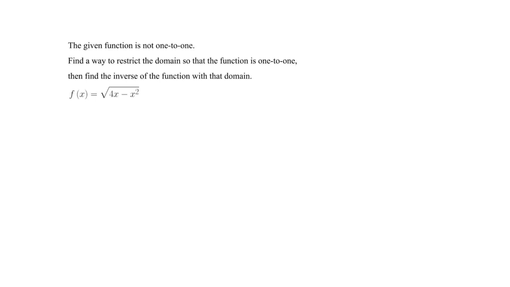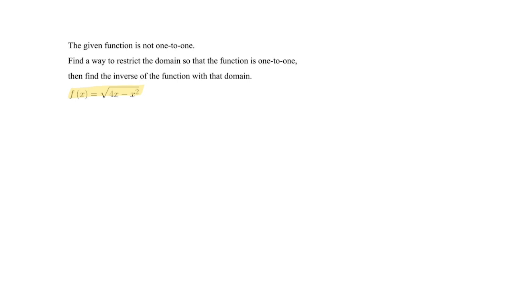The question says the given function is not one-to-one. Find a way to restrict the domain so that the function is one-to-one. Then find the inverse of the function with that domain. We're given the function f(x) is equal to the square root of 4x minus x squared.